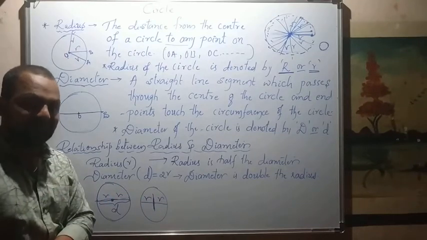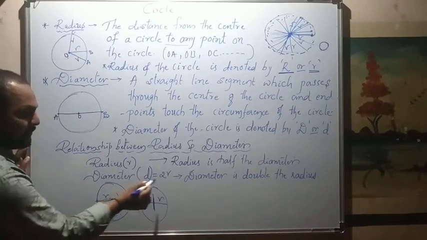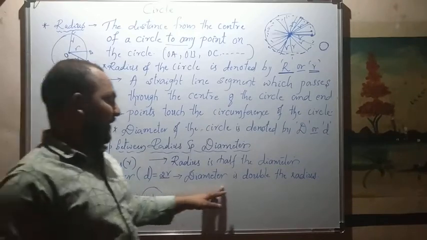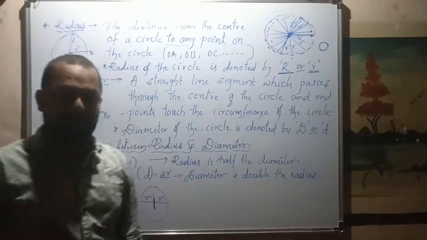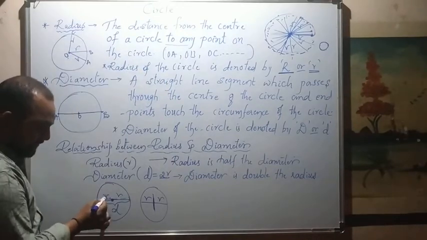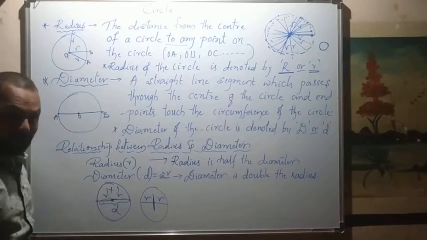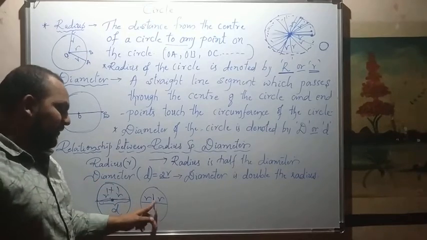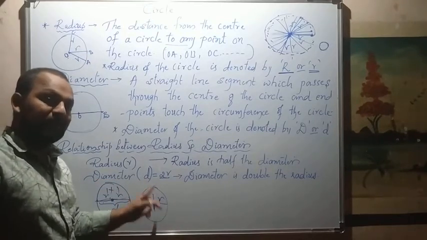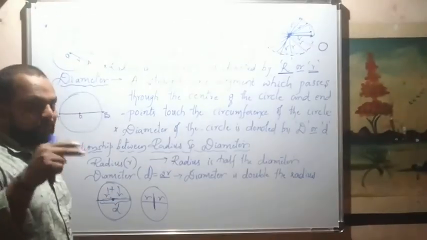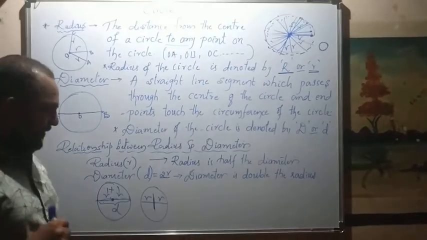Radius is half of the diameter, and the diameter is 2 times R. The diameter is double the radius. Here 1 plus 1 is 2, so 2 times R. The radius is half of the diameter, and the diameter is 2 times the radius.